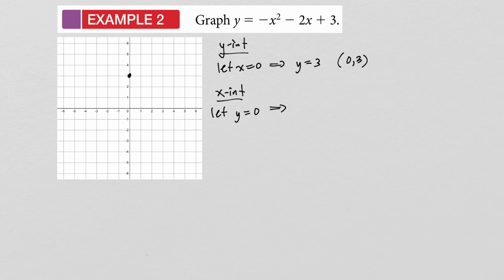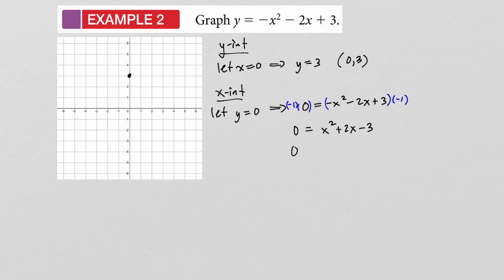If we let y equal 0, we get 0 equals negative x squared minus 2x plus 3. Now to solve this, I can use the quadratic formula or I can use factoring. I prefer factoring when it's possible. So let me first multiply both sides of this by negative 1. That's going to give us 0 equals x squared plus 2x minus 3. Now the reason I did that is because I don't like factoring with a negative in front of the x squared. So if I multiply both sides by negative 1, it gets rid of that negative.